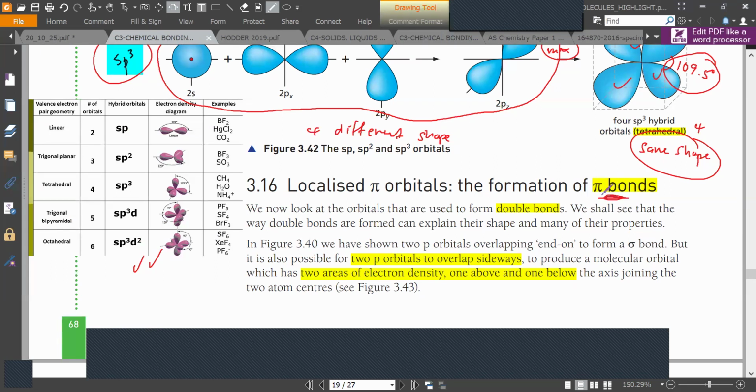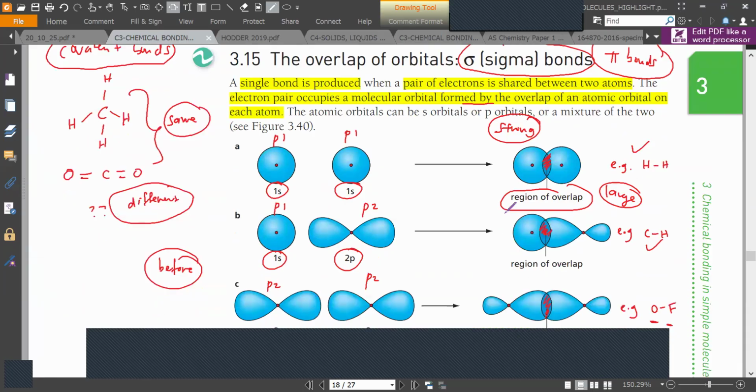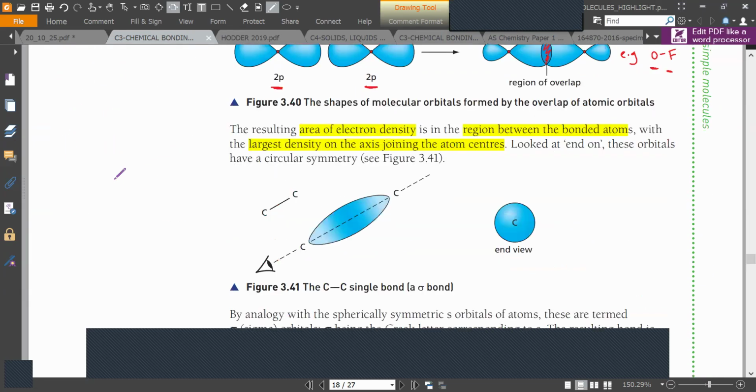Now pi bonds. Pi bonds happen for double bonds. Just now we were saying that in IGCSE, the single bond and the double bond, we don't see any difference. But in A levels we start to understand they are different. The single bond is sigma bond only. But the double bond and triple bond have sigma bond plus pi bond. We just use the line to represent. They look the same, but they are not the same. So we'll see how they are different.